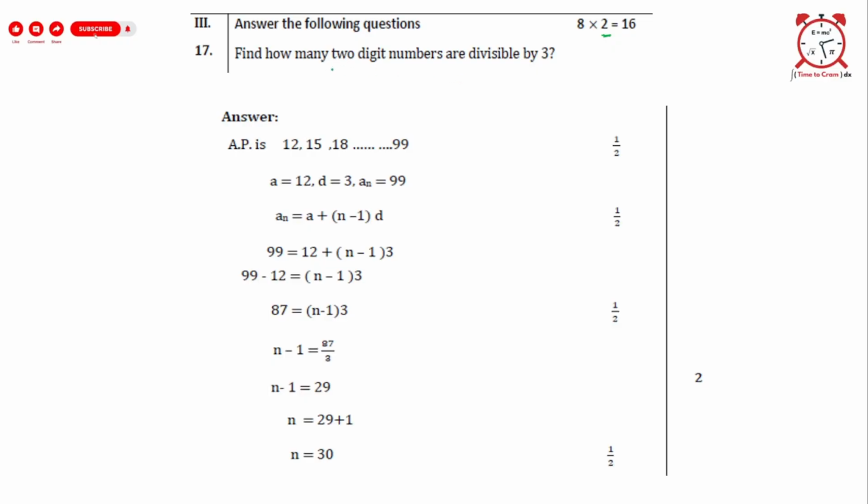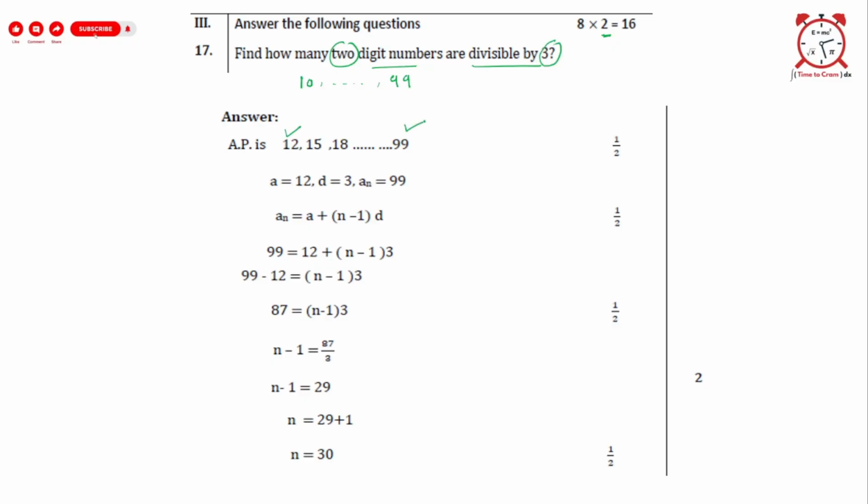First question, find how many 2-digit numbers are divisible by 3. First of all, 2-digit numbers start from 10 and go up to 99. Out of them we have to write the numbers divisible by 3. So the first 2-digit number is 12.